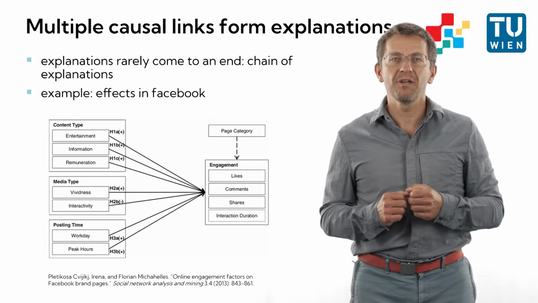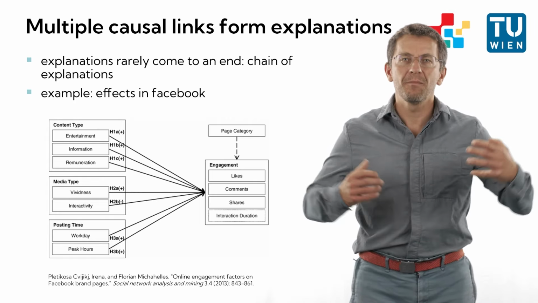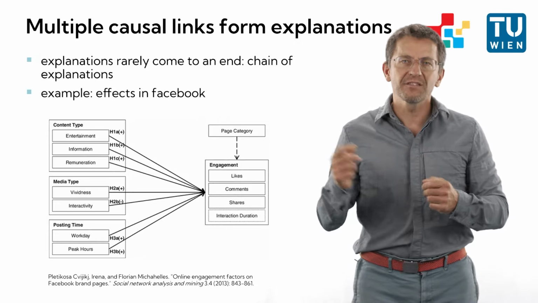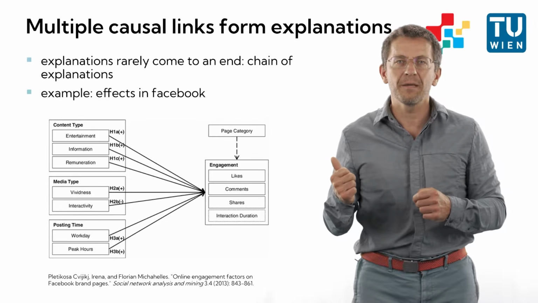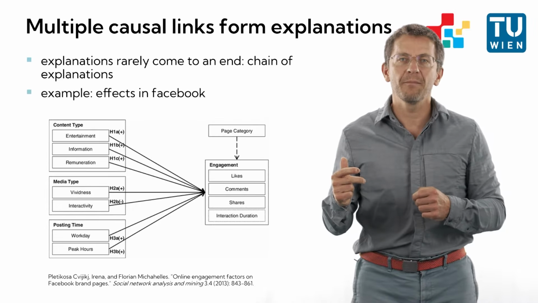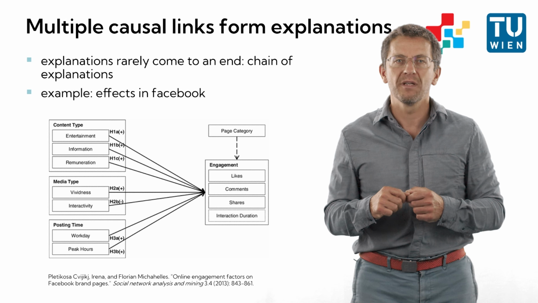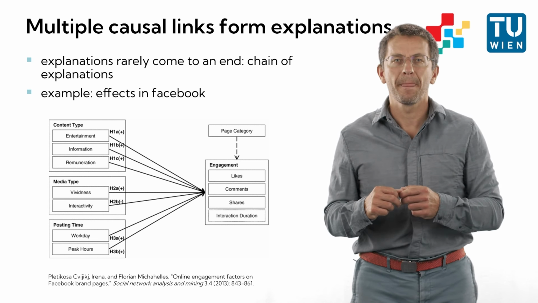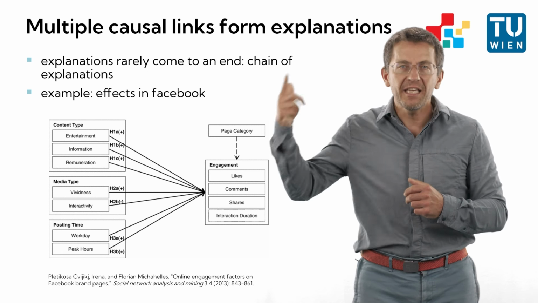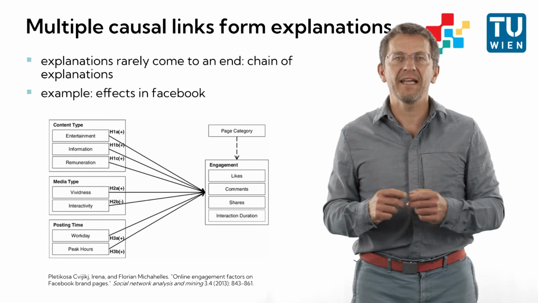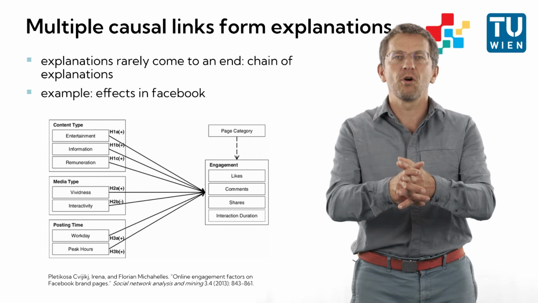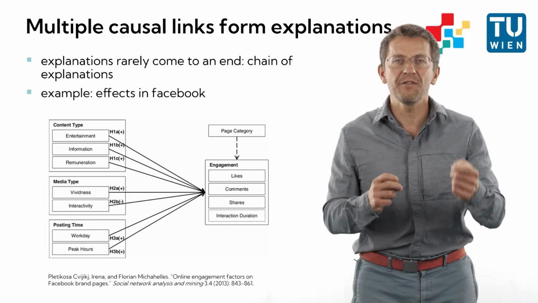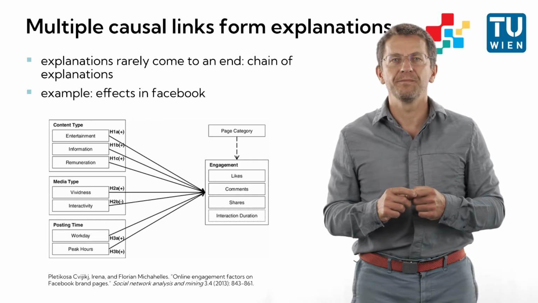As you have seen before, theories emerge from integration of multiple tested hypotheses. In this example, you can see how content type, media type, and posting time influence user engagement on Facebook, measured through likes, comments, shares, and interaction duration. By experimentally testing each of these factors, you can understand how the results combine into a broader perspective, giving you theoretical insights into the mechanisms that drive engagement on the Facebook platform.